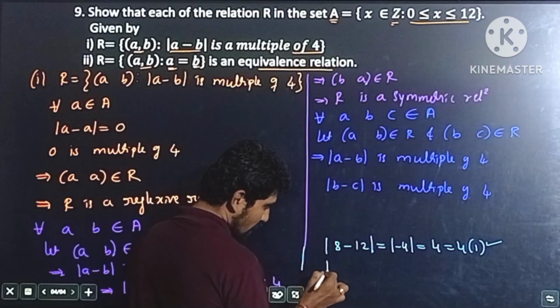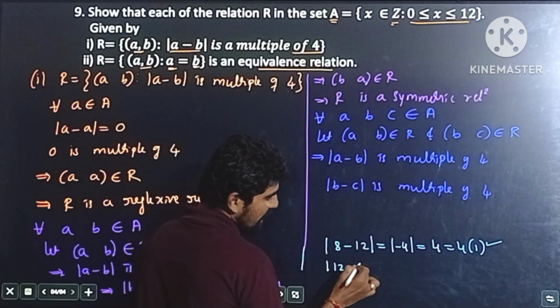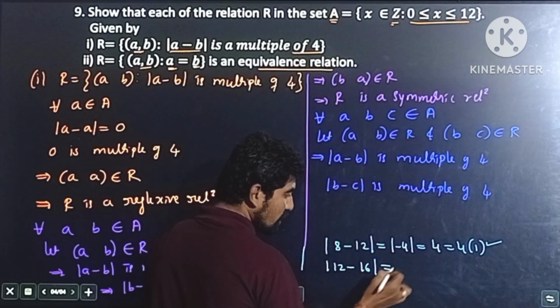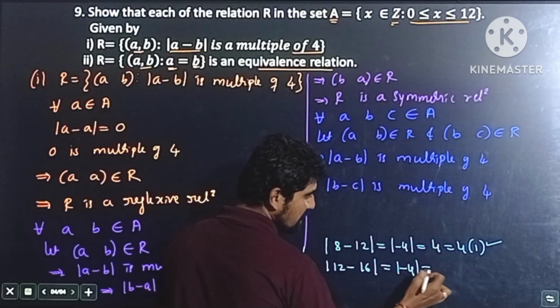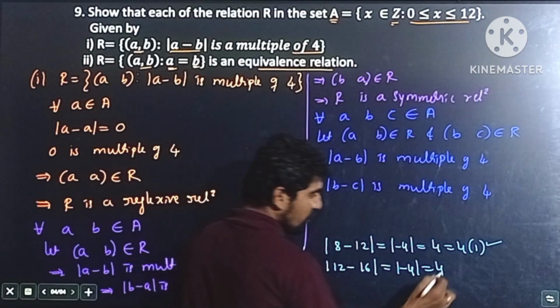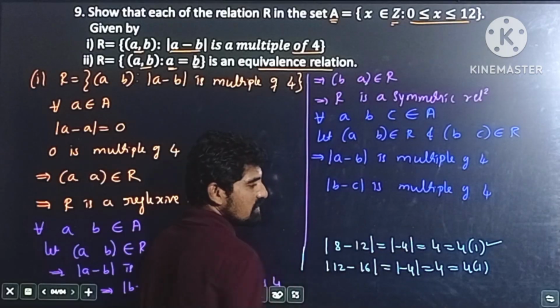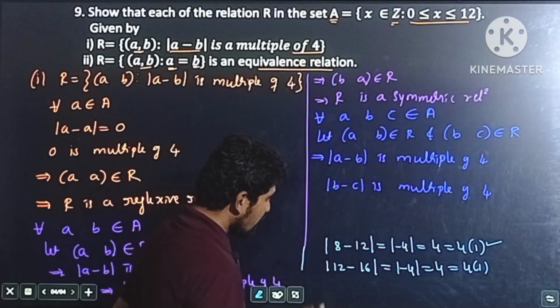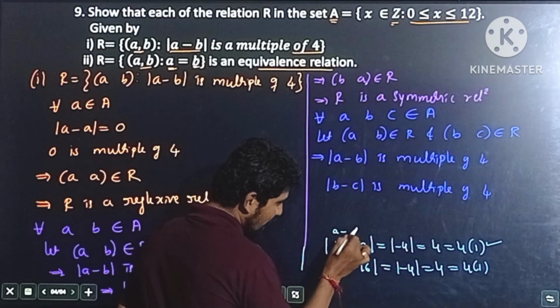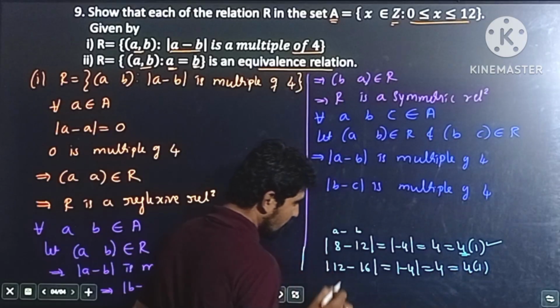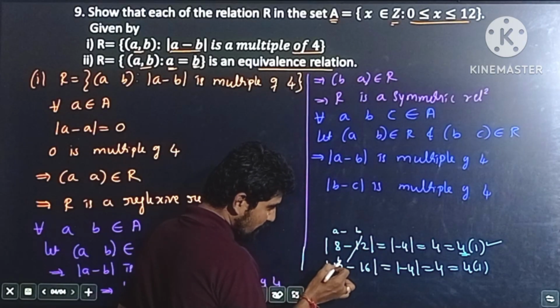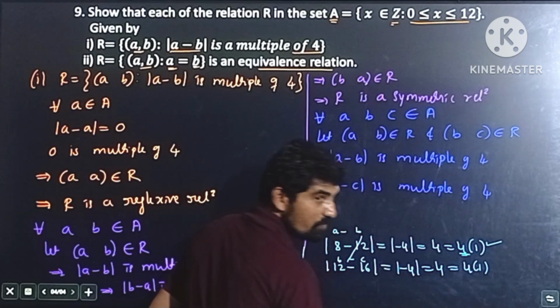Then modulus of 12 minus 16 is equal to modulus of minus 4, which is equal to plus 4. And again 4 can be written as 4 into 1. It means modulus of 12 minus 16 is also a multiple of 4. So modulus of A minus B is a multiple of 4. Modulus of B minus C is also a multiple of 4.